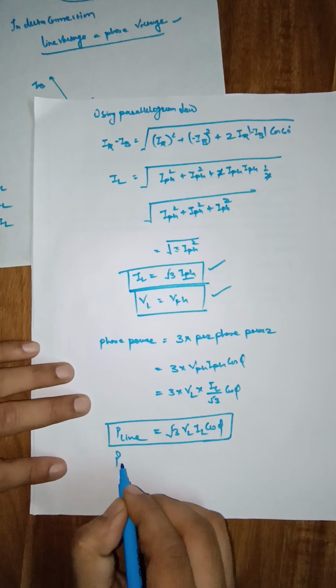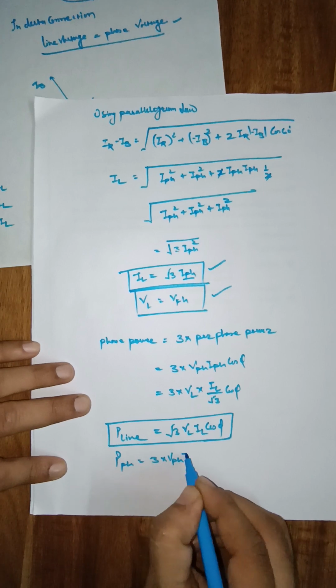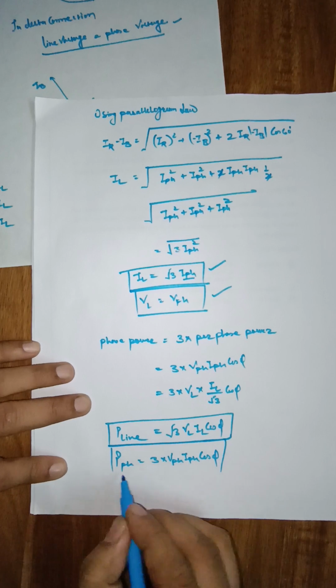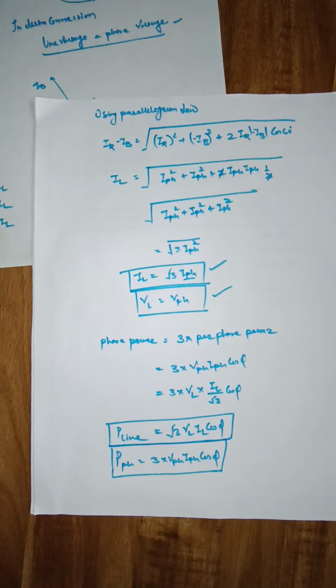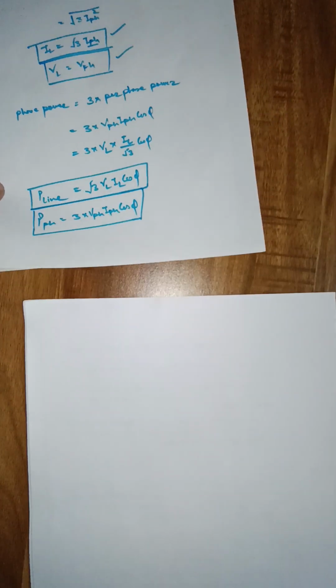And what was phase power? PPH equal to 3 into VPH IPH cos phi. Clear? So this is the scenario of voltage and current relationship and the power. Now let us solve a numerical so we can get more through this star and delta connection. Let me write a question.